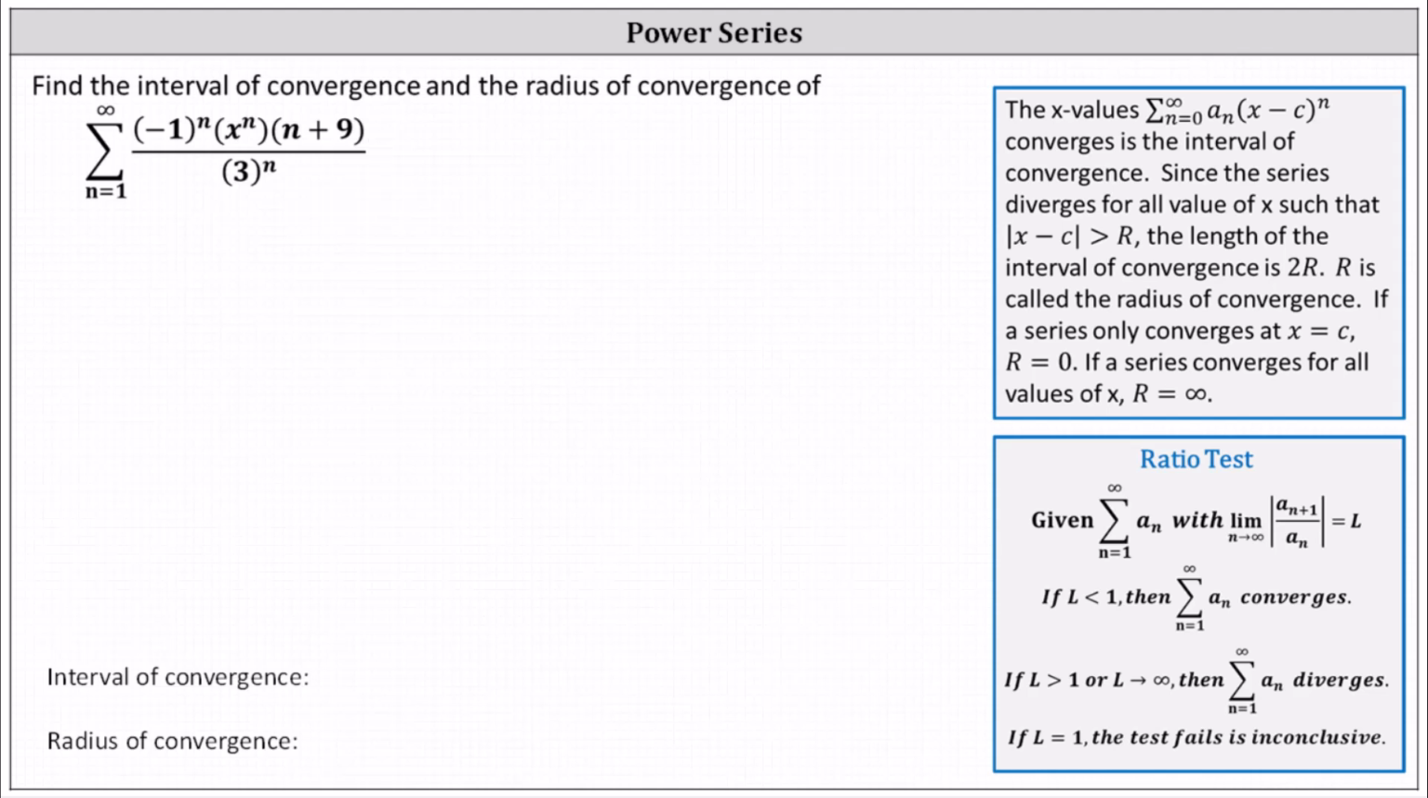To begin, because of the x to the nth, which we can think of as the nth power of x minus 0, the power series is centered at x equals 0. Using the form shown here on the right, this indicates c equals 0.